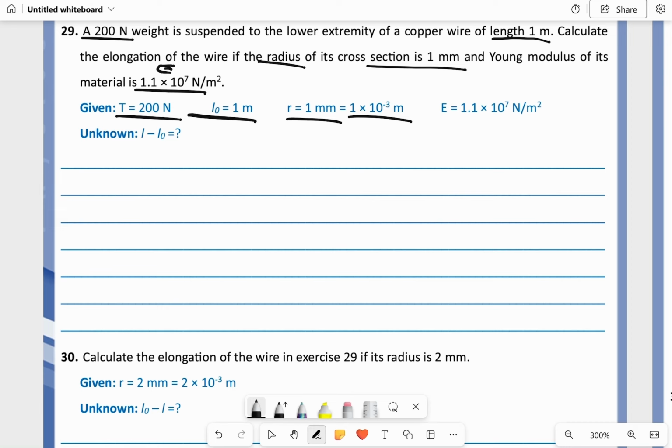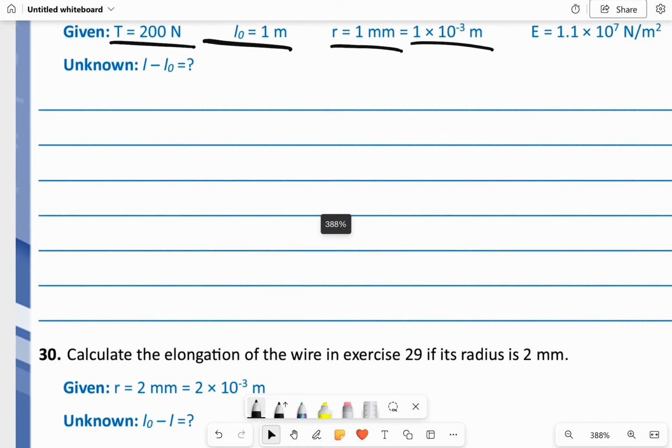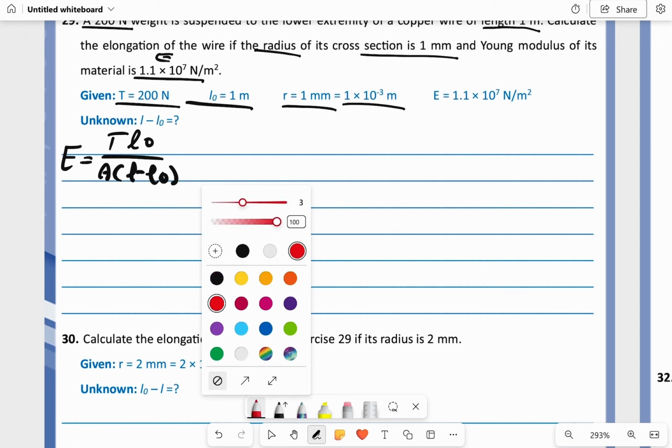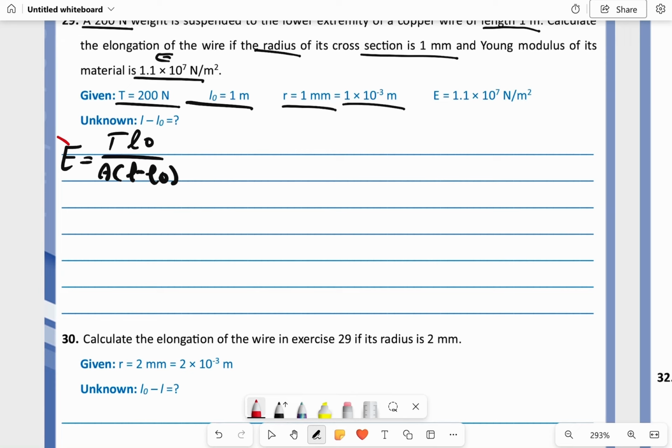Now it says calculate elongation. Guys, you have Young's modulus. Think about it. What equation can you use? What equation has all of these? You have Young's modulus is equal to tension multiplied by initial length divided by area multiplied by elongation. Now guys, let's take a look at each one of them. Do I have Young's modulus? Yes. Do I have tension? Yes. Do I have initial length? Yes, I have initial length too.